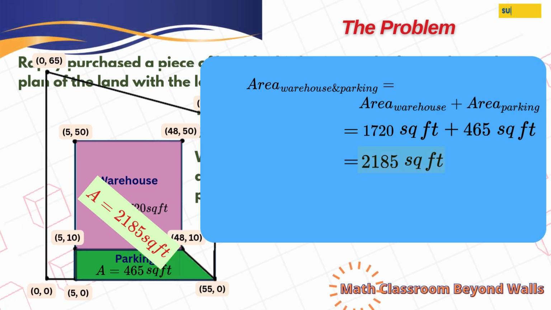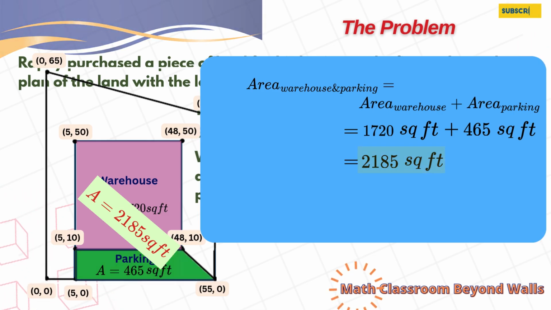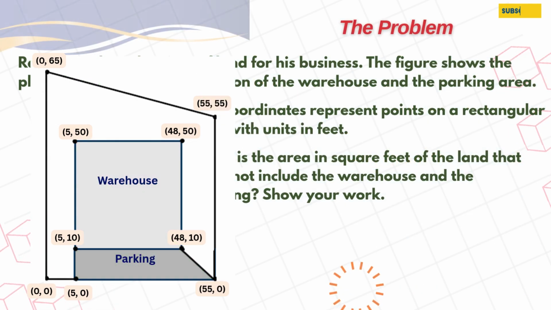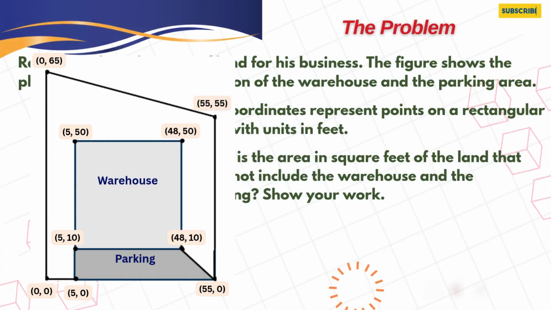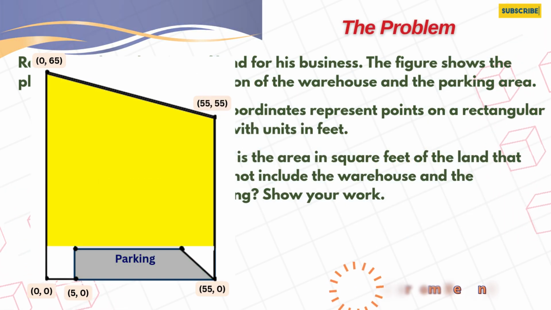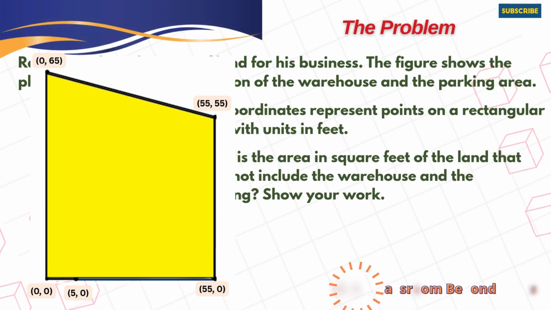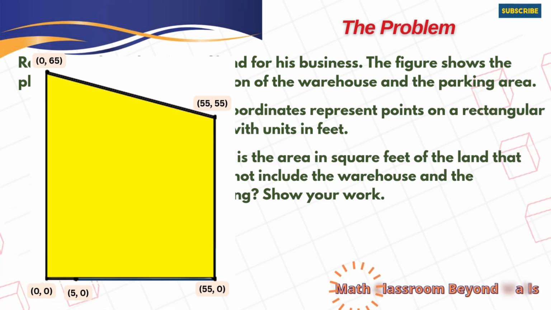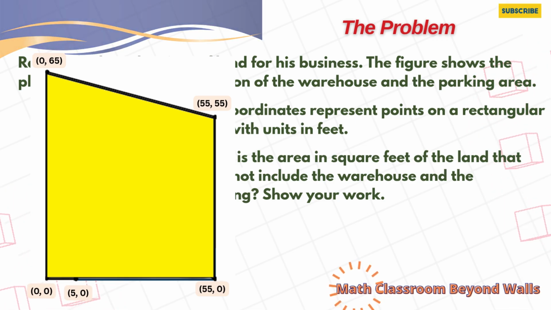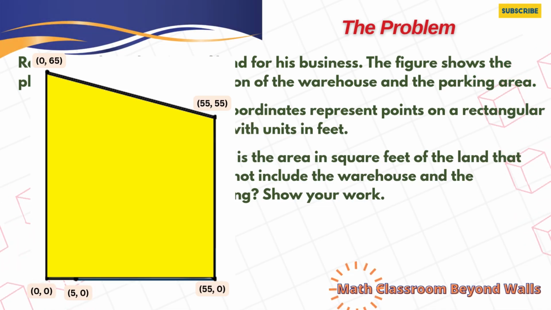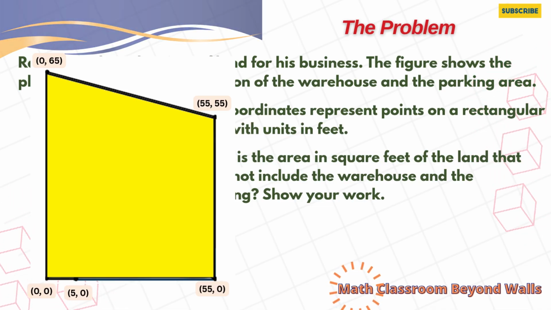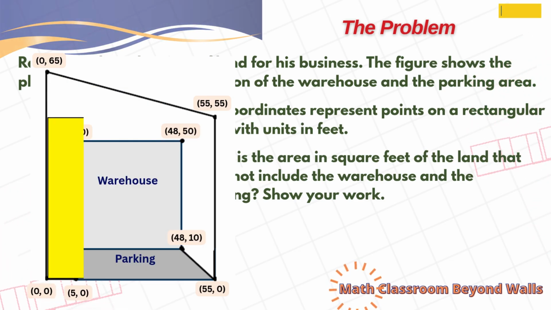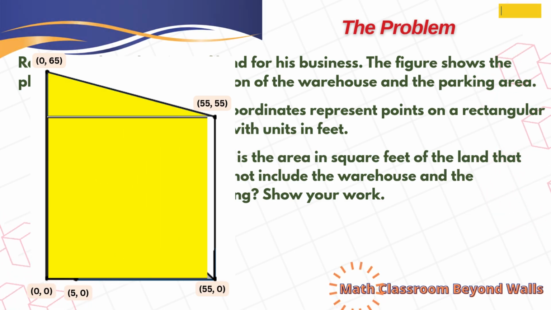Now that we have the area covered by the warehouse and the parking, we have to solve for the area of the whole piece of land next. Let us look at the shape of the whole lot again. Its shape is not regular. For us to be able to easily find its area, we will break the shape into simpler shapes like what we have done earlier. What shapes can we break this down into? You're correct, a square and a triangle.